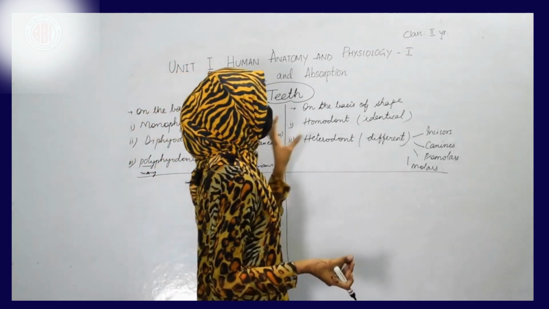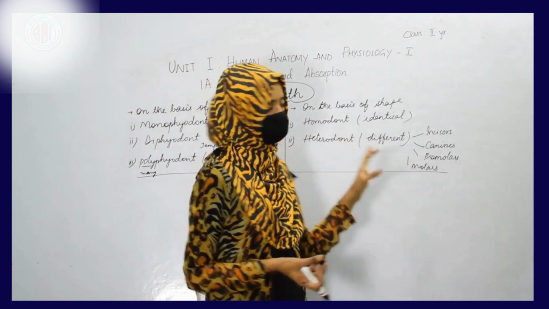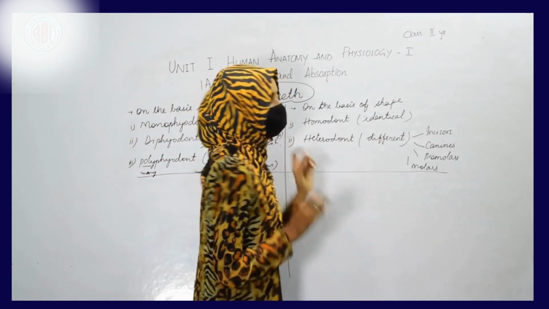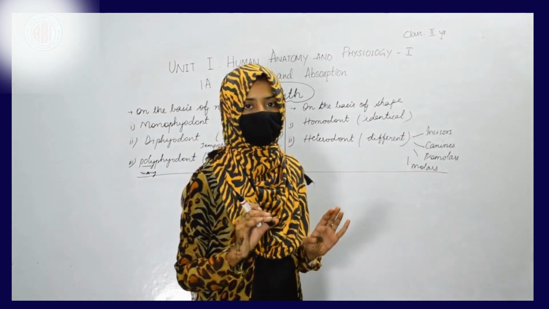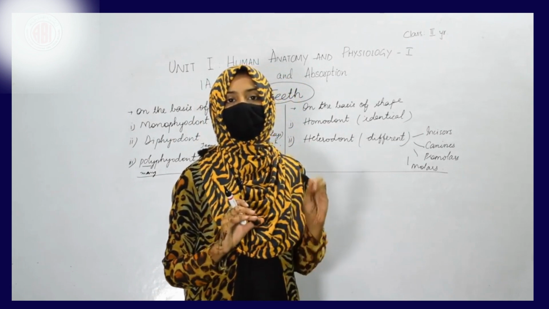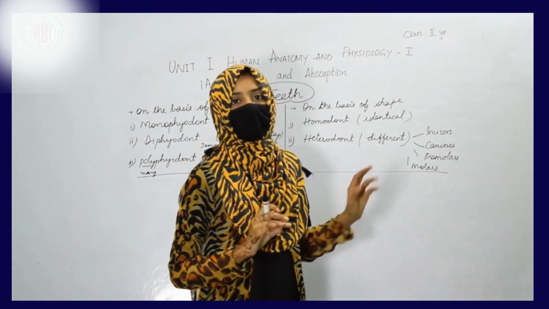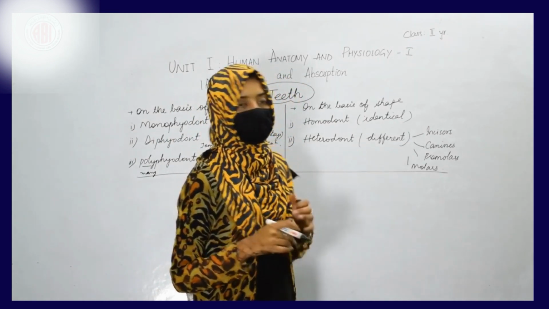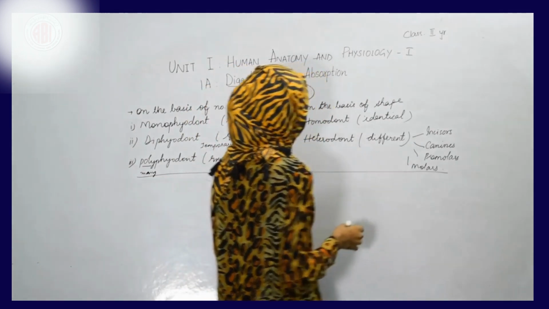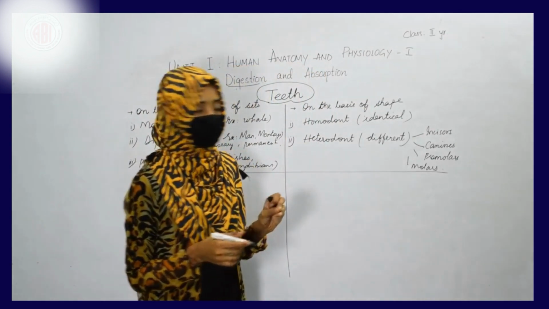Let us see the classification of teeth on the basis of shape of teeth. So it's of 2 kinds, homodont and heterodont. Homo means all the teeth will be identical in shape, and heterodont means all the teeth will be different in shape, and the different teeth are present in the human beings. Heterodont type of dentition can be seen in the human beings.